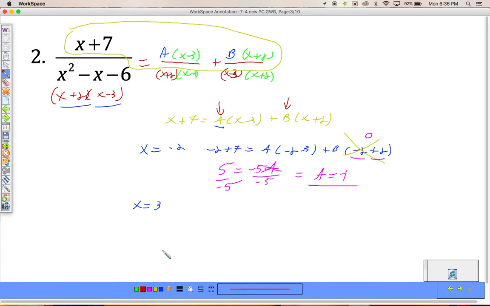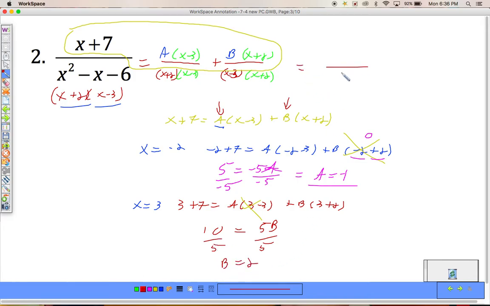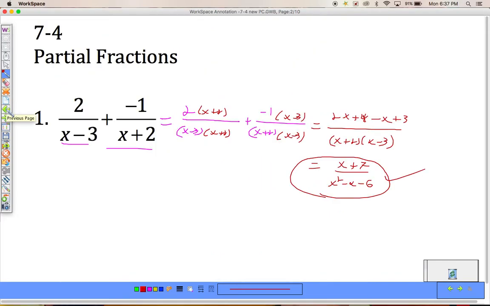Now I'm going to use 3. I'm going to put a 3 into all my x's. Do my math. Again, the good part is my a cancels, and I get b to be 2. So I'm going to write my answer. My a value is -1, my b value is 2, and that's my partial fraction. Because if I look back to here, it's the same thing I have here, just written in a different order, which doesn't matter.